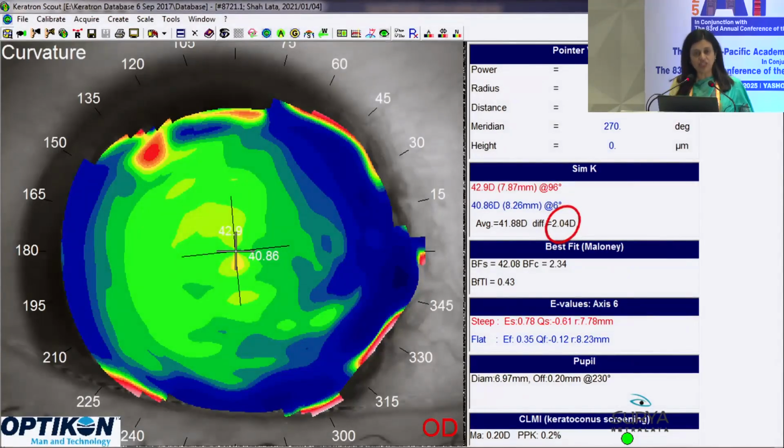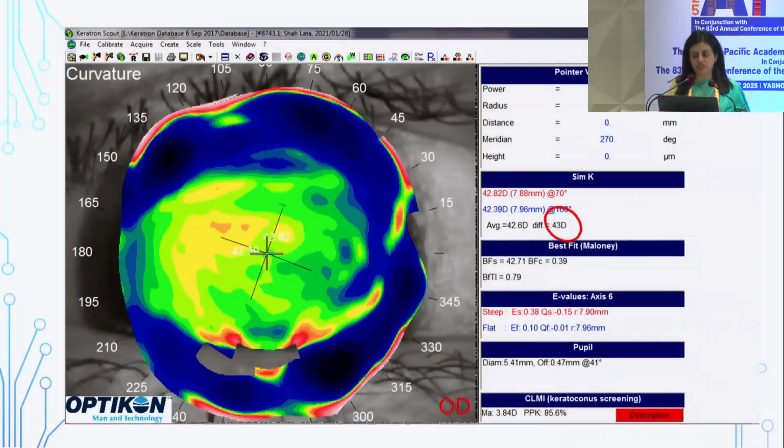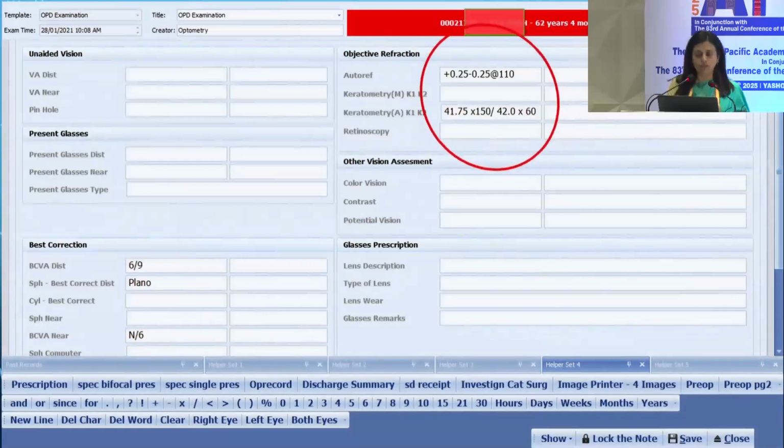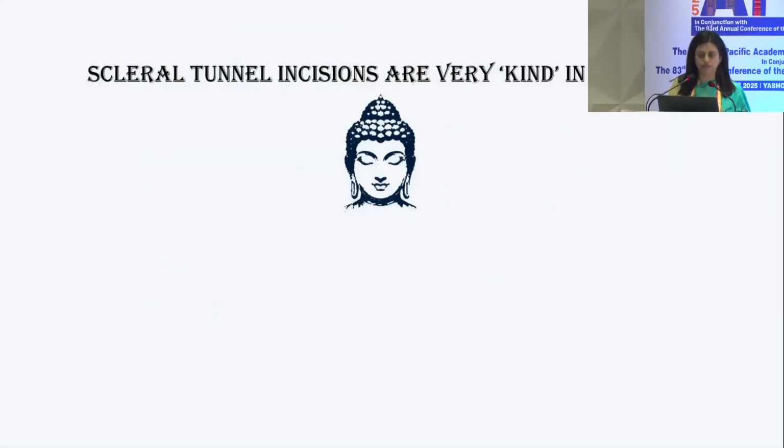Second interesting example of a higher astigmatism, here we see 2.04. Here the patient opted for the autofocus lens, that is a multifocal lens, and underwent the scleral wound modulation surgery. Here we see the post-operative corneal topography value of 0.43. Autoref shows 0.25. The patient is enjoying 6/9 and N6 vision.